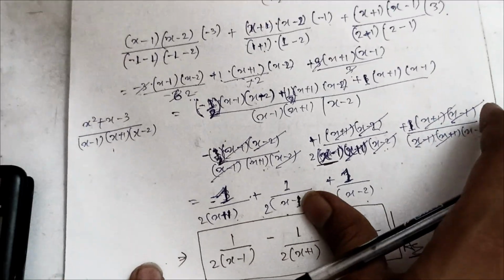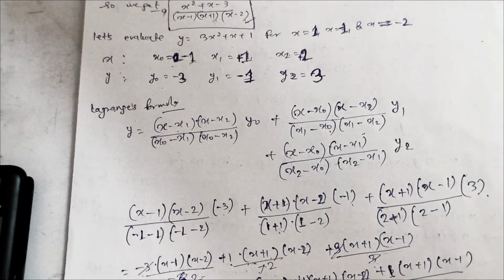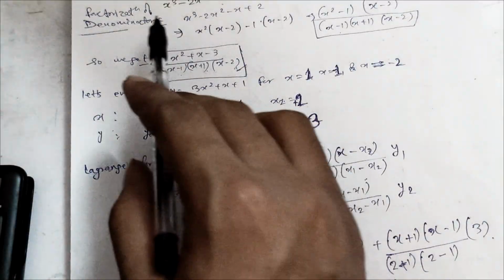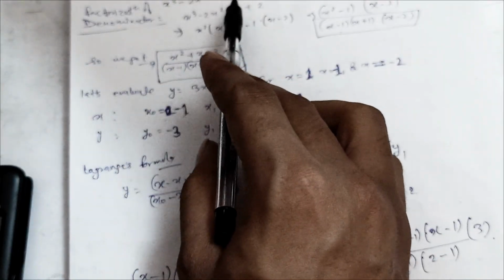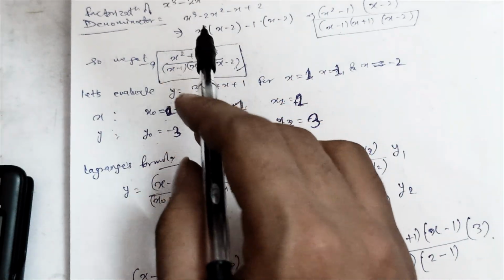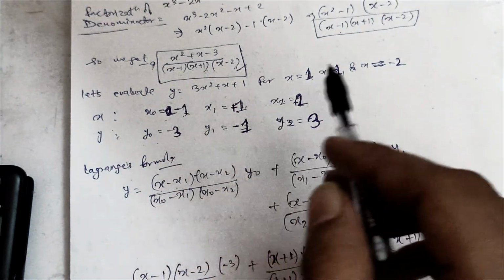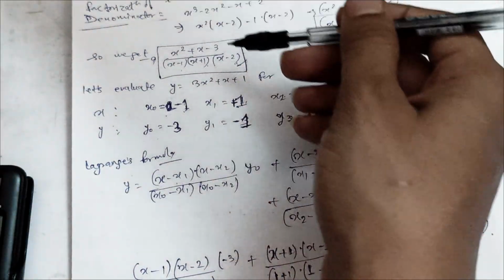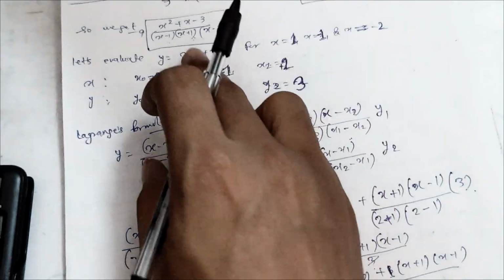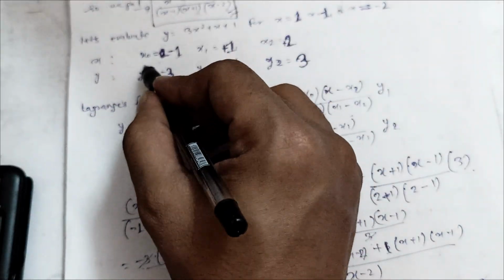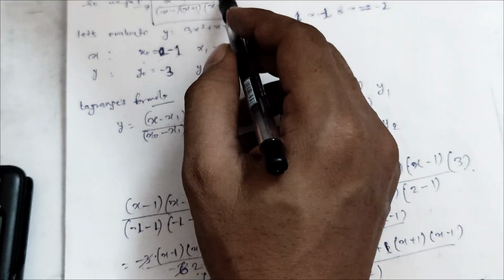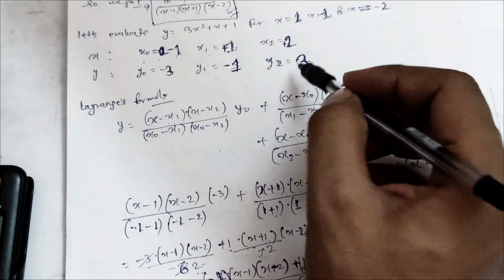So this is our answer. So what did we see in this question? Firstly, we have the function, and in the denominator section we broke the denominator by factorization. We can also use partial factorization here. Then after factorization we get the roots, then we put these values as x naught, x1 and x2, and after putting the values in the numerator we get y naught, y1 and y2.